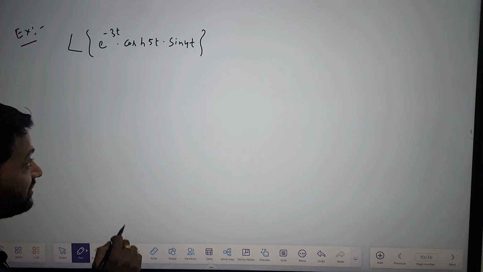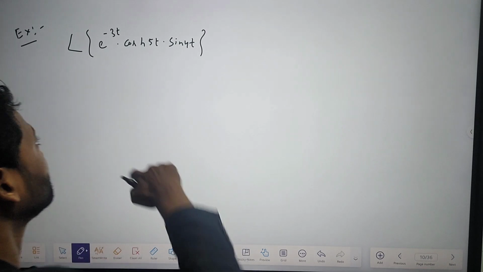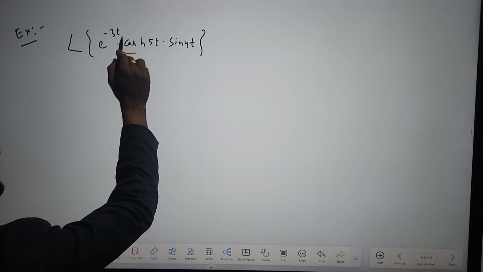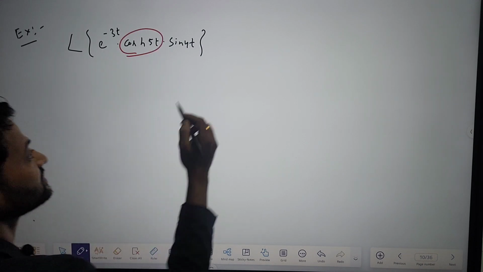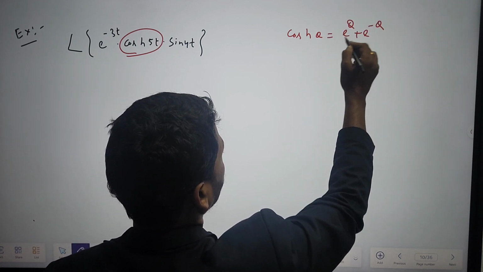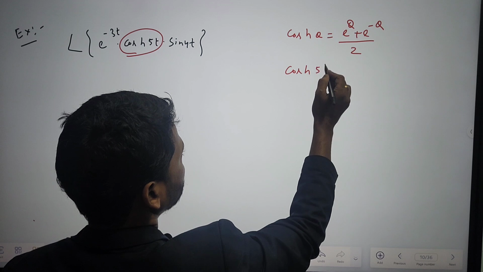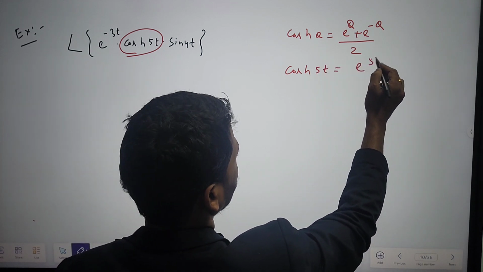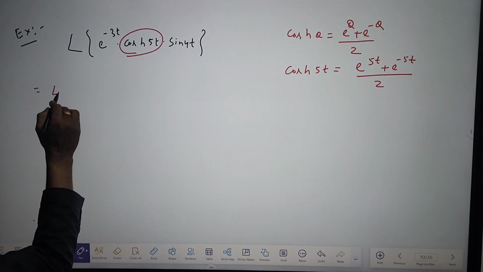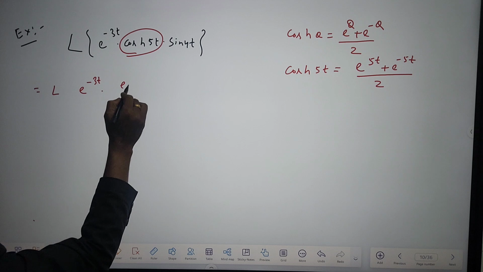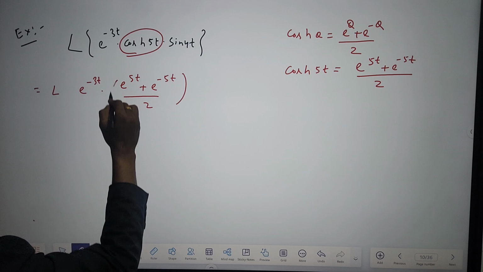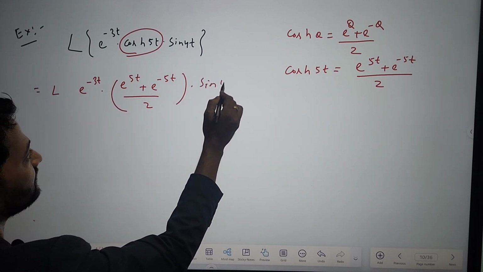Okay, so coming to next type of question, so here there are three functions, one is trigonometric function, second is hyperbolic function, third is exponential function. So how to choose which one will be your primary function? See, cos 5ht को हम लोग कन्वर्ट कर सकते हैं in terms of exponential function. You know cos h theta is e to the power theta plus e to the power minus theta by 2. So cos h 5t is equal to e to the power 5t plus e to the power minus 5t by 2. So we can write here e to the power minus 3t, e to the power 5t plus e to the power minus 5t by 2, into sin 4t.